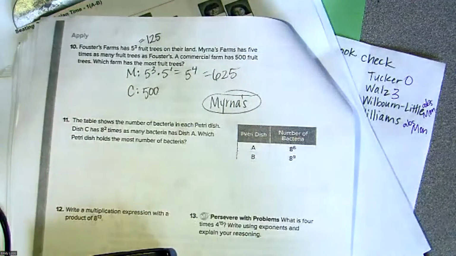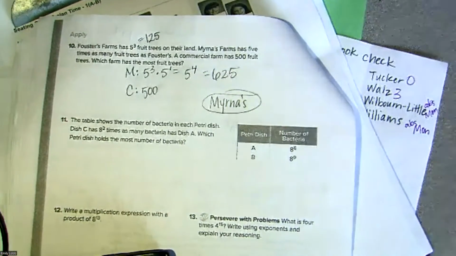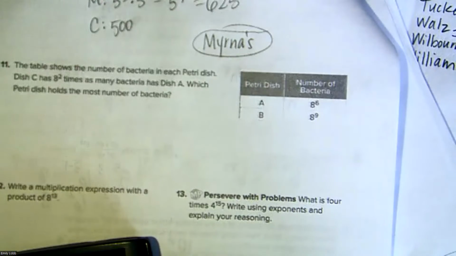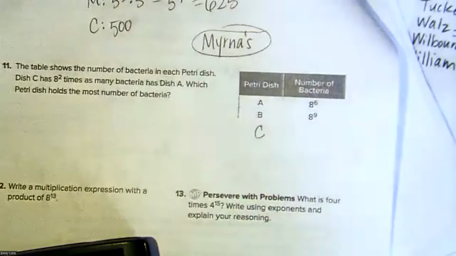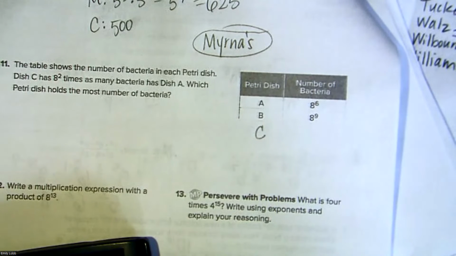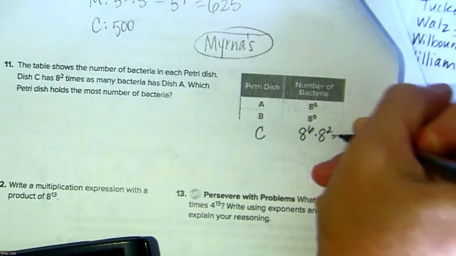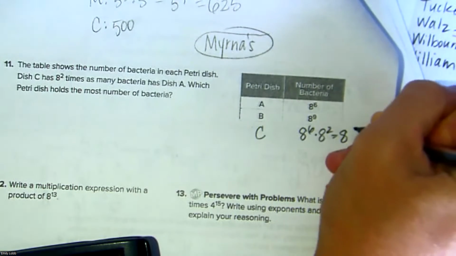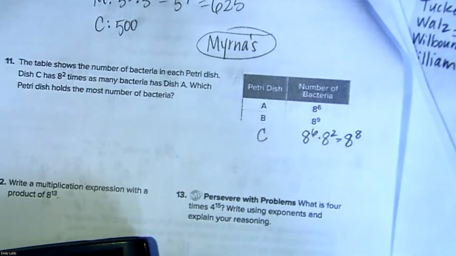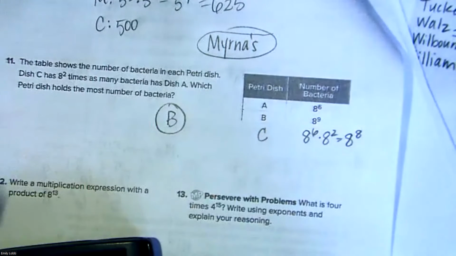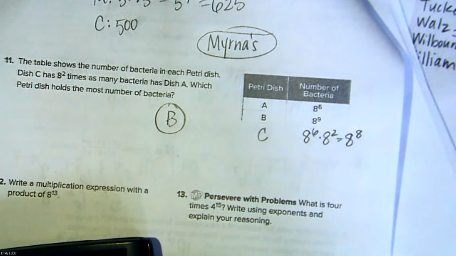All right. The table shows the number of bacteria in each petri dish. Dish C, there's another dish, has 8 squared times as many bacteria as dish A. So this is 8 to the 6 times 8 squared, which is 8 to what power? The 8. Which petri dish holds the most? D. 8 to the 9th is greater than 8 to the 8th is greater than 8 to the 6th, right?